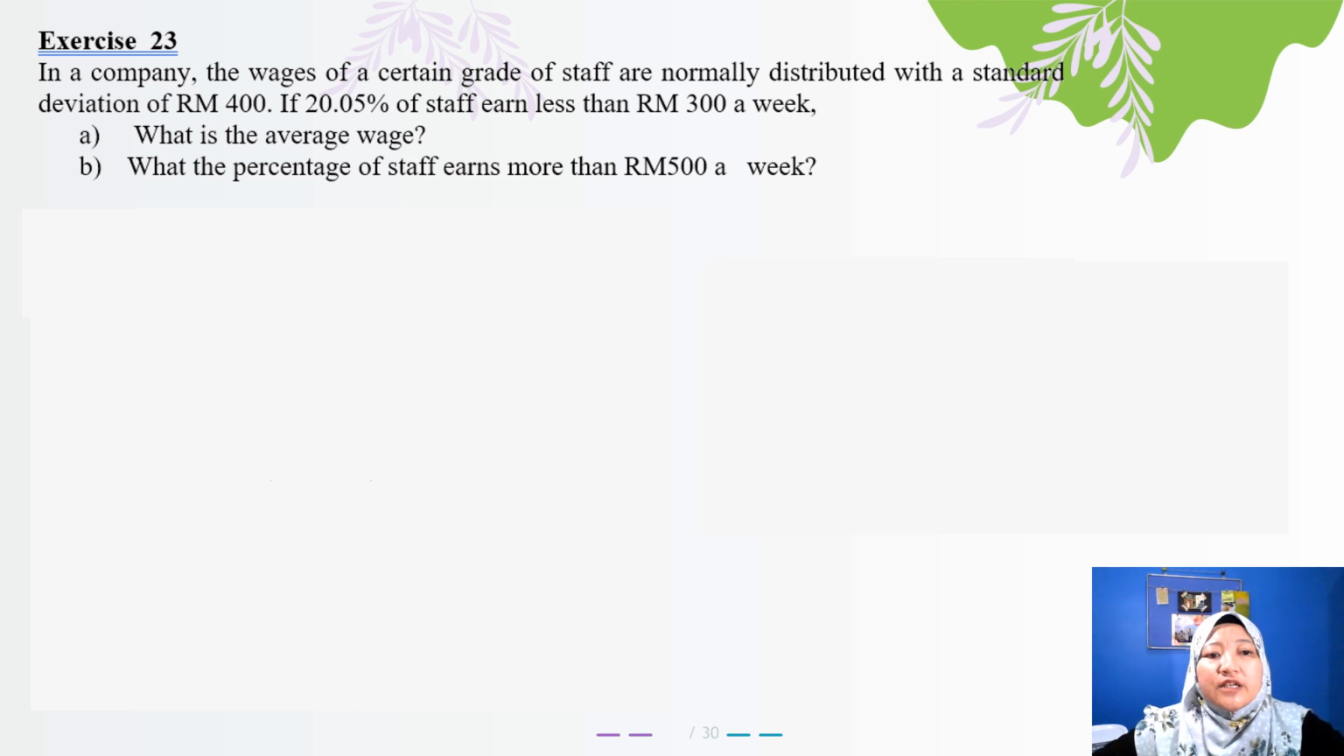Next is exercise 2.3. In a company, the wages of a certain grade of staff are normally distributed with a standard deviation of 400. If 20.05% of staff earn less than 300 a week, what is the average wage?